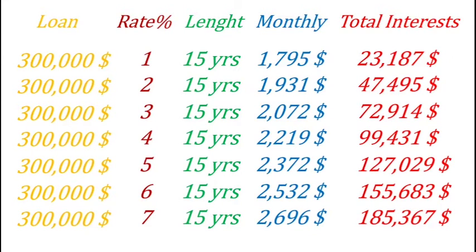If we consider a mortgage of 15 years, and an interest rate that goes from 1 to 7%, you can see how the total amount of interest rises due to the interest rate. If the interest rate is 2%, the total amount of interest paid in 15 years is $47,495. If the interest rate is 4%, the total amount of interest paid in 15 years is $99,431.